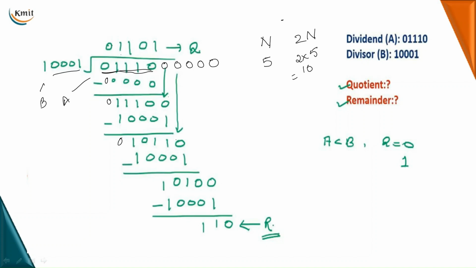Move it here. Now again multiply it by 1, since 10110 is greater than 10001. You can convert these numbers into binary and check whether they are greater than or less than. So I am multiplying it again by 1. It becomes 10001. Subtract the dividend and the divisor. You get a value of 101.